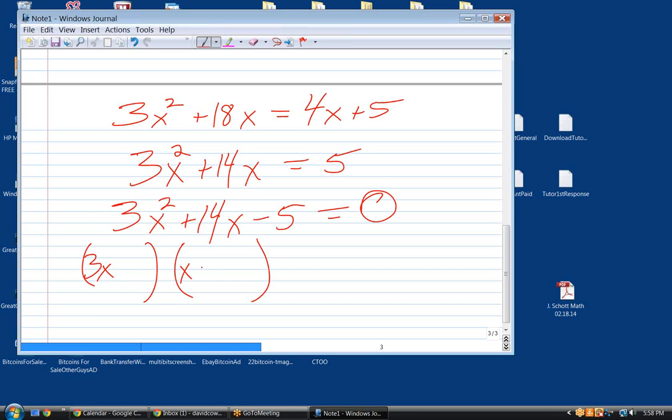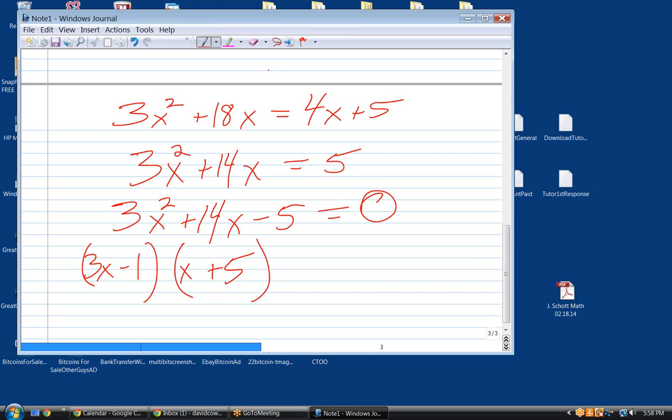Well, suppose this one is pretty easy. I saw this one quite easily. It factors that way, so I don't need to use the quadratic here. My solution is x equals 1/3 and x equals -5.